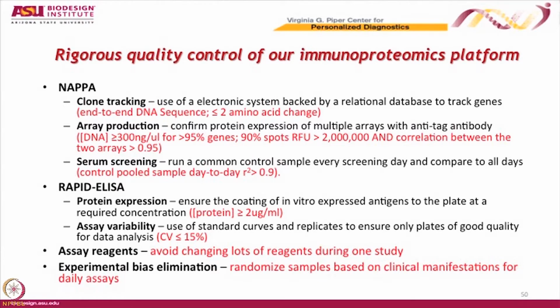If we're doing a rapid ELISA, then we make sure that we have at least that amount of protein concentration when we make the proteins. And then we make sure that the assay variability has a CV of less than 15%. And then these other things are basic routines.